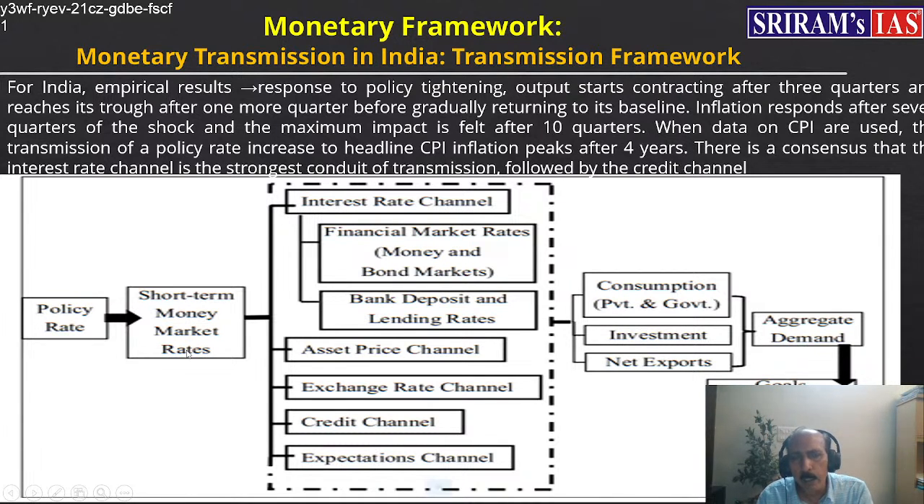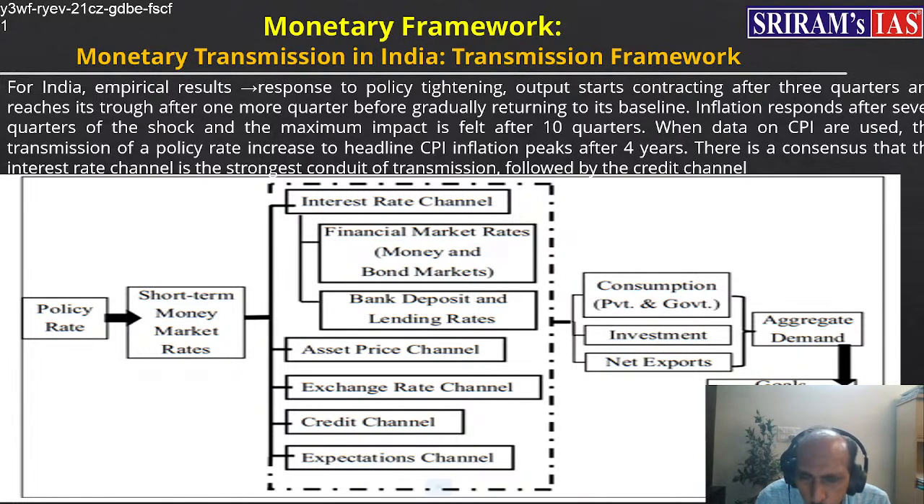And therefore, the same process I have explained again here, that if policy rate changes, immediately the short-term money market rate changes. That is, interbank money market rate will change. And when the interbank money market rate changes, the interest rate channel will become active, and through it, the bank deposit and lending rate will change. Asset price channel means in the stock market, the change in the interest rate will change the asset prices. The rising interest rate will also influence the exchange rate, affect the credit demand, and change the expectations of the people about future investment.